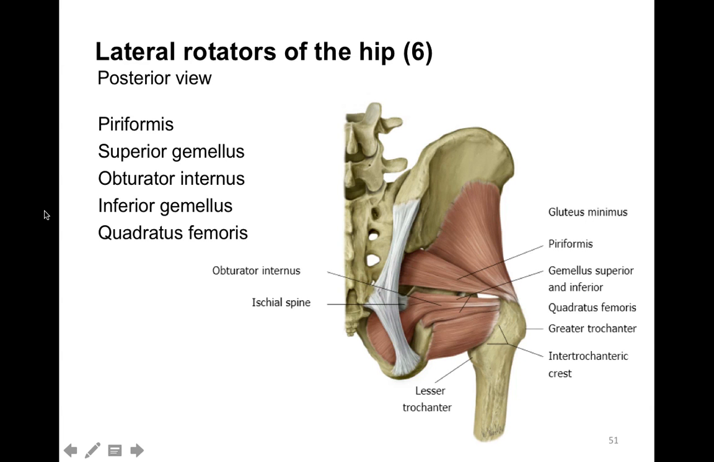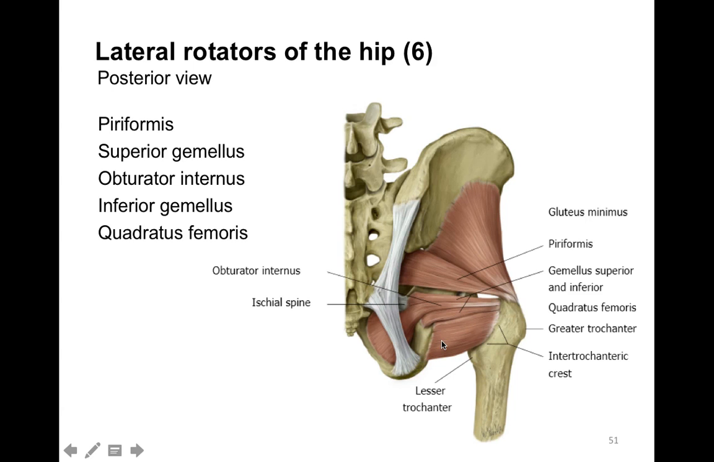In the gluteal region, in addition to the gluteus maximus and the primary hip abductors, we have several lateral rotators of the hip. I'd like to review these 6 with you now. Here's a posterior view of the hip, and we will find from superior to inferior, these lateral rotators include the piriformis, superior gemellus, obturator internus, inferior gemellus, and the quadratus femoris.